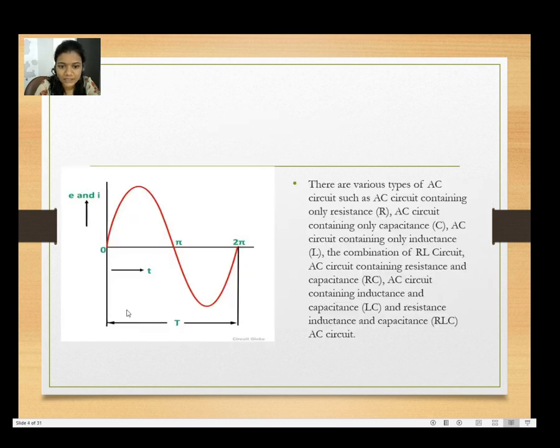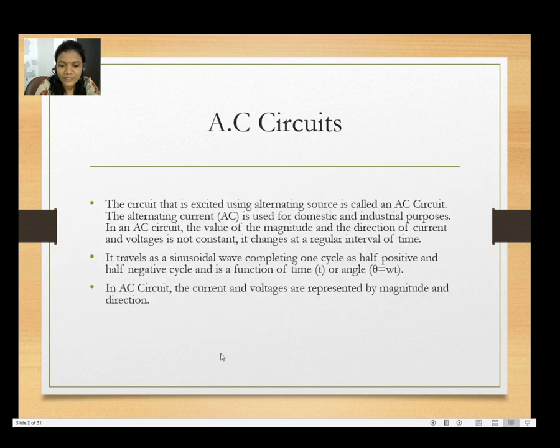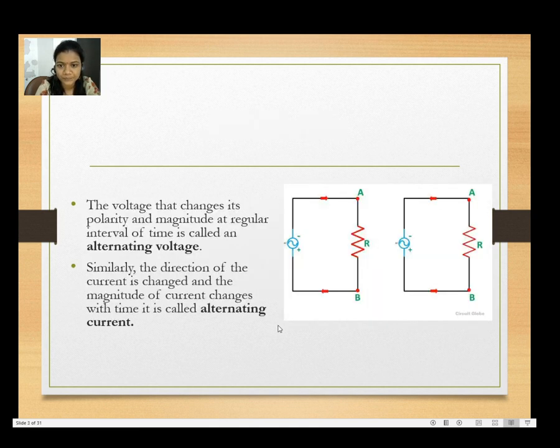T denotes the complete one cycle. Between 0 to pi is your positive half cycle and pi to 2 pi is your negative half cycle. In an AC circuit, the current and voltage are represented by magnitude and direction. So this is our circuit. One is the supply, then second is your load resistor.